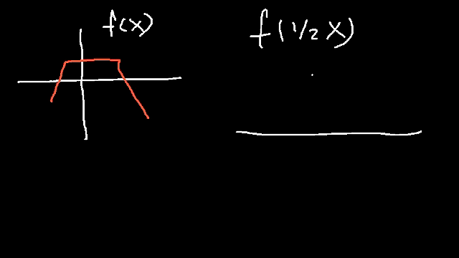Let's erase just that. Now, what if we put a 1/2 on the inside? If we replace x with 1/2 x, what effect will that have on the graph? So this is going to stretch horizontally by a factor of 2. So all of the x values will double, but the y values will remain the same. So it stretches horizontally.